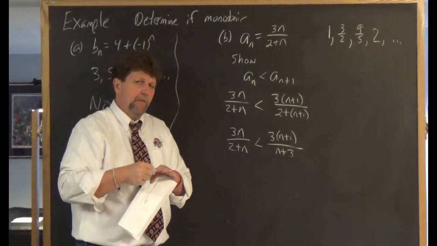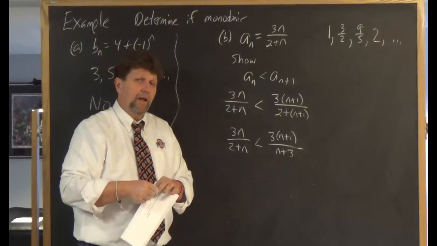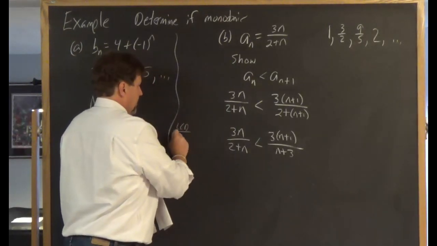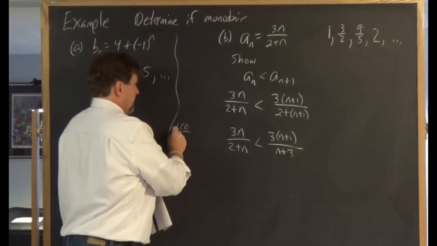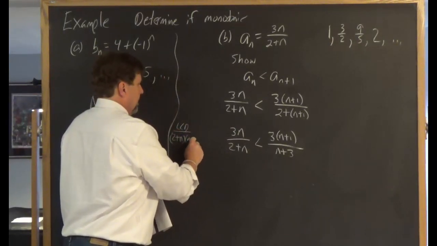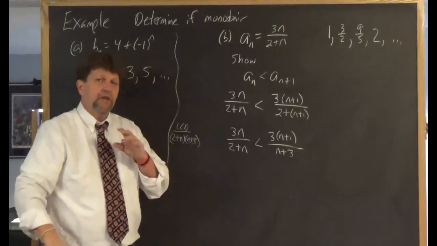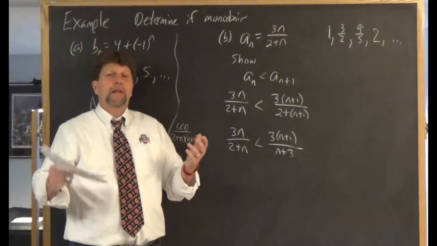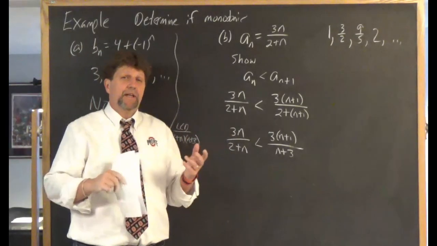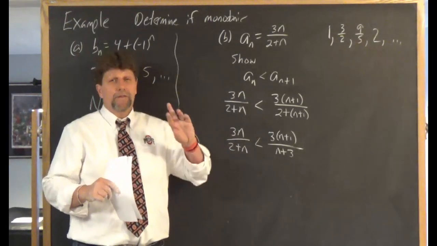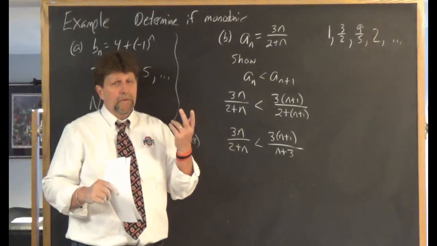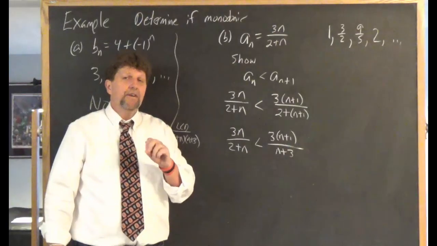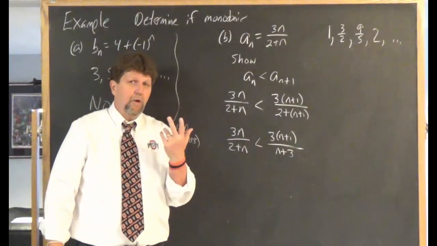Okay, what I want to do now is multiply both sides of this inequality by the LCD. We know what the LCD is. The LCD is 2 plus n times n plus 3. But I have to make a quick check of something. I remember back in algebra that when you multiply both sides of an inequality, sometimes you have to flip the inequality sign. Remember, when you multiply both sides of an inequality by a negative number, you have to flip the inequality sign.